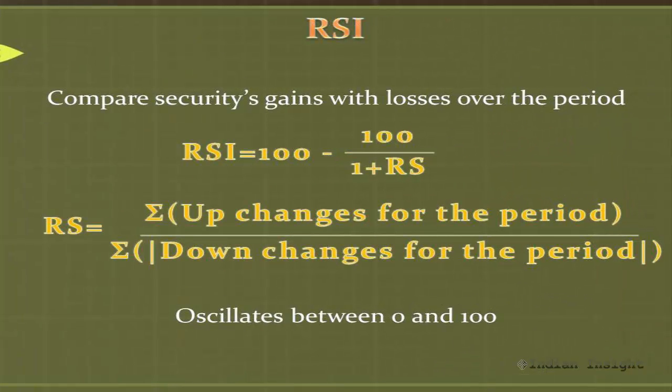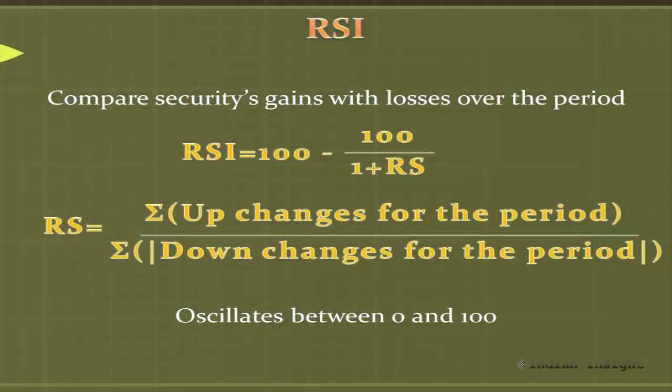RSI is used to graphically compare a security's gain with its losses over the set period. The creator of the RSI, Wells Wilder, recommended a 14-day time period. This is generally the default period used in most software. RSI is a momentum oscillator which provides information on whether an asset is overbought or not. The formula for RSI is shown here.